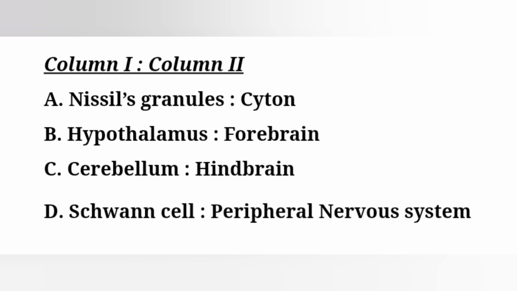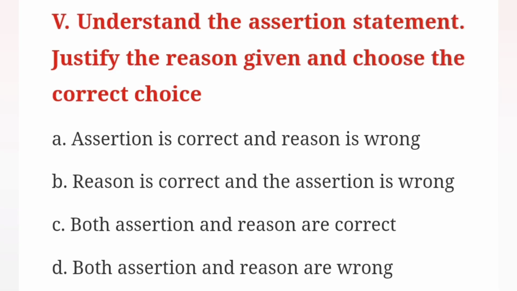Option A, Nissl granules. Answer, cytoton. Then B, hypothalamus. Answer, forebrain. Then option C, cerebellum. Answer, hindbrain. Then option D, Schwann cells. Answer, peripheral nervous system. Fifth Roman letter, understand the assertion statement, justify the reason given and choose the correct choice.